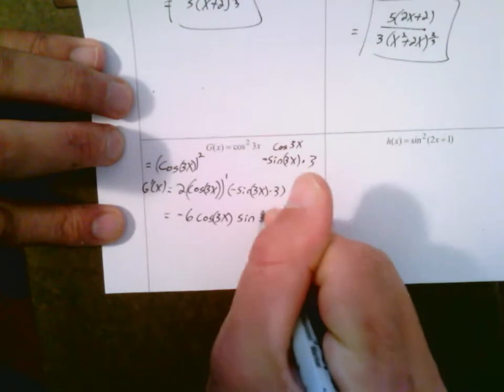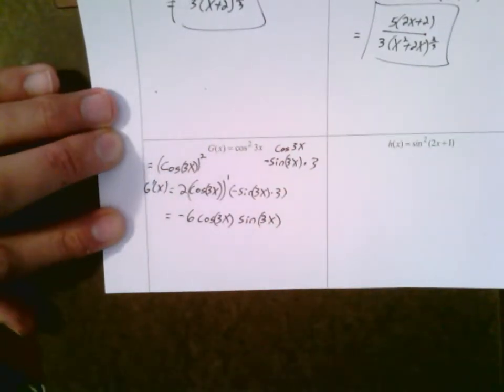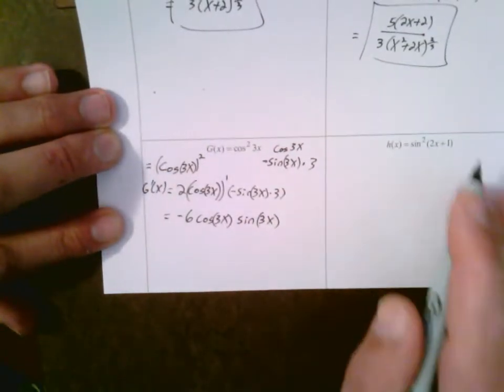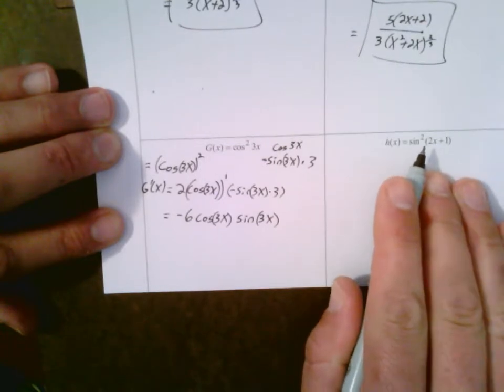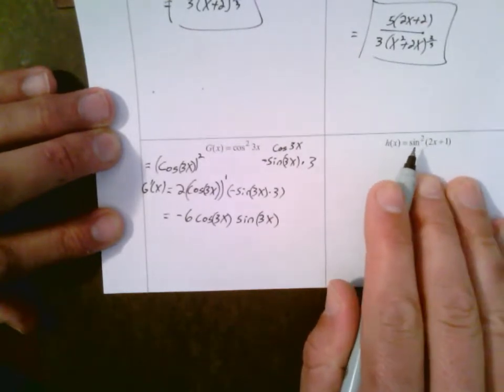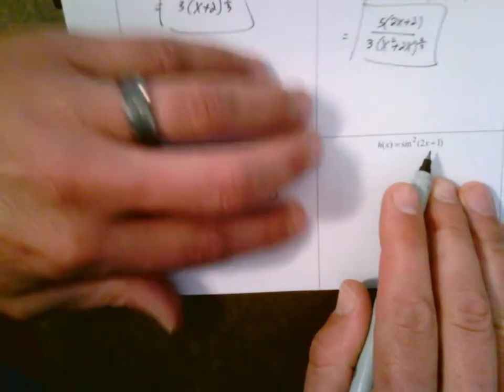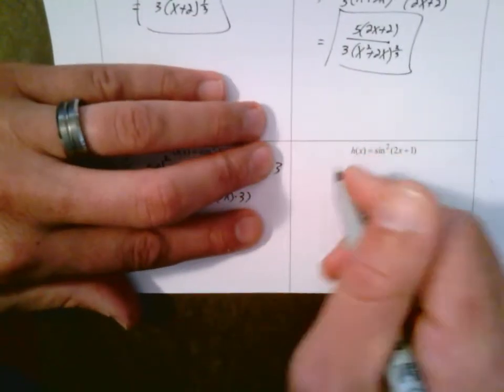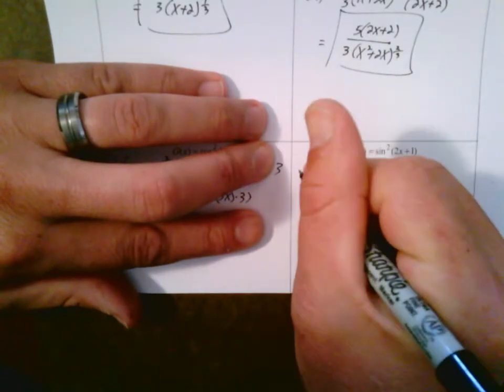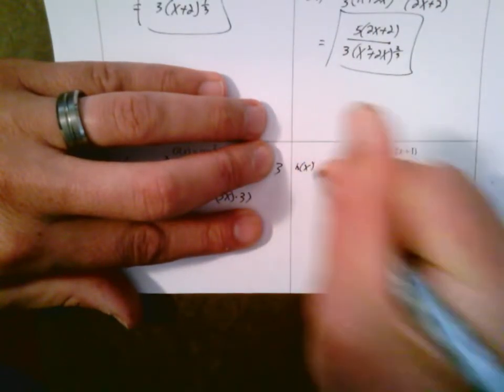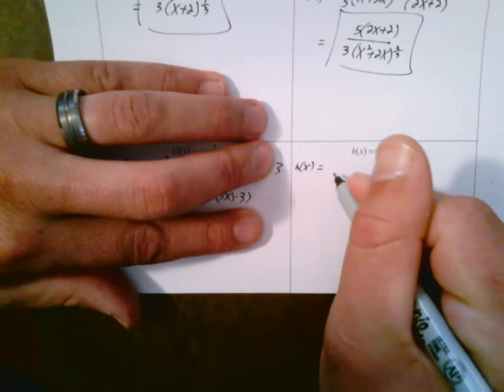It's a three-part problem. Same thing with the next one. It's also a three-part problem. I've got the squared, I've got the inside what's being squared, I've got a sine, and inside the sine I've got 2x plus 1. So first things first, I'm going to rewrite it in a manner that looks like the chain rule to me, with something inside of something.